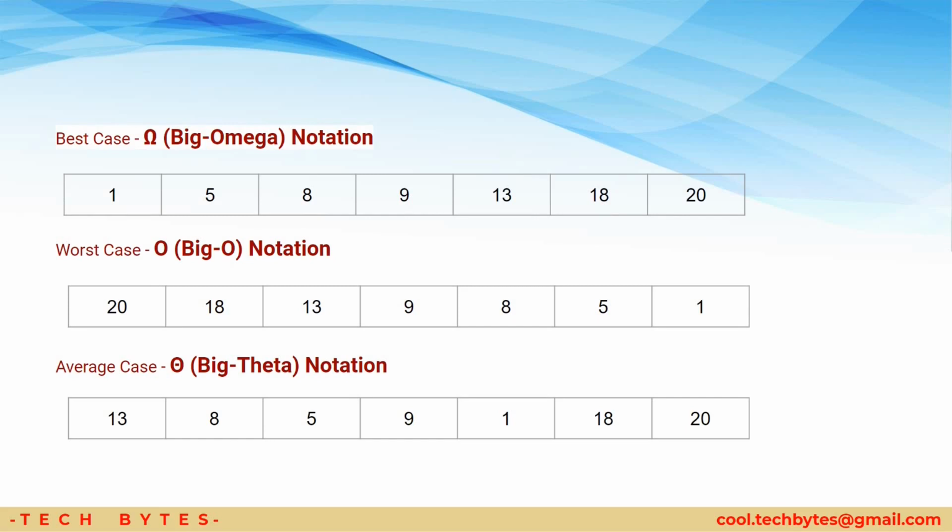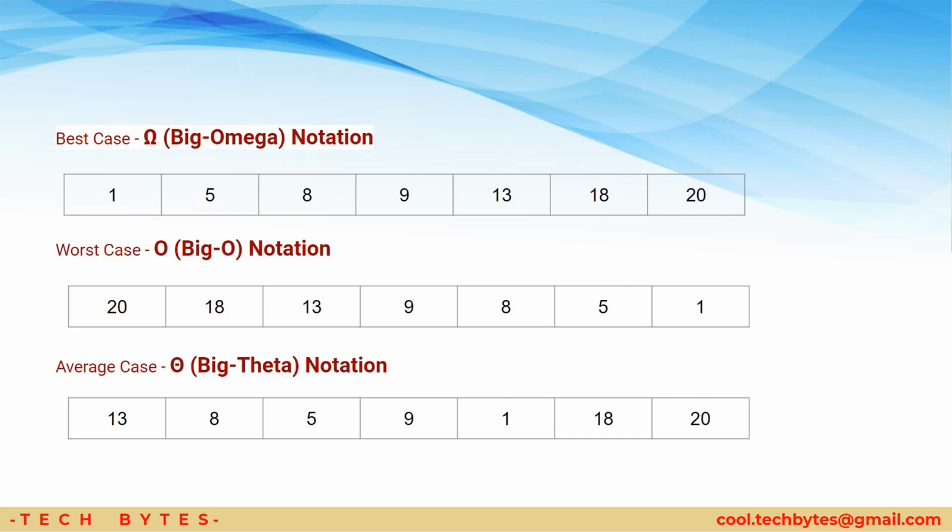So how do we measure the time and space complexity? By three different types of notations: big omega, big O notation, big theta notation. For best case, big omega notation; for worst case, big O notation; and for average case, big theta notation.